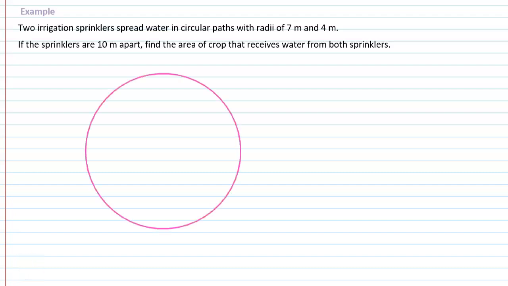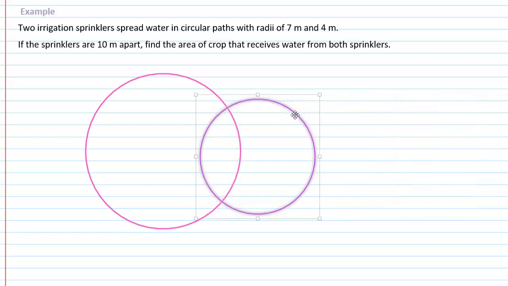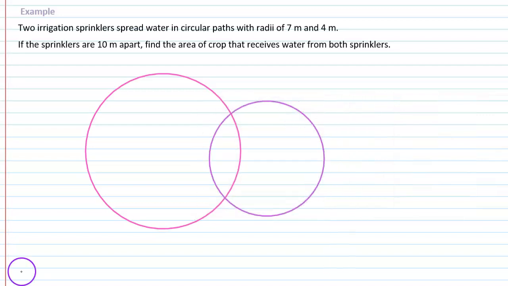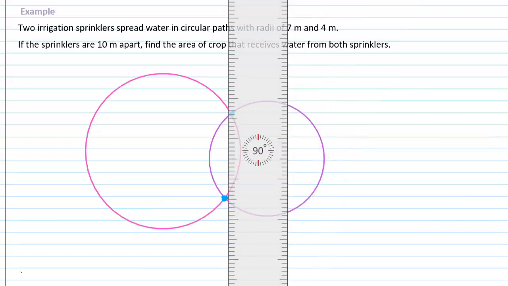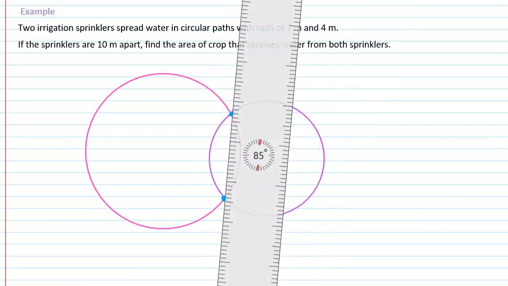So we'll make this one our 7 metre sprinkler, and let's bring in another one, and that will be our 4 metre sprinkler. In this question, we're interested in finding this overlapping area. And let's put in some extra lines so we can start imagining what that looks like. I think it would be really useful if we drew a line that goes from here to here. Oh, it's slightly crooked, everyone. I'm sorry about that.